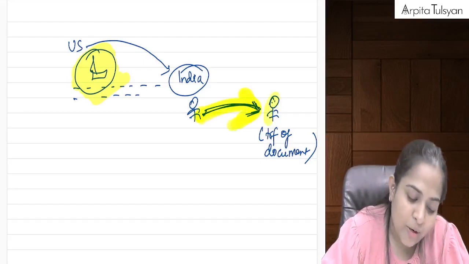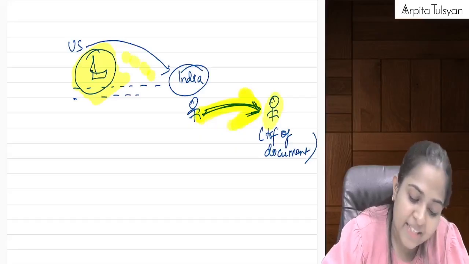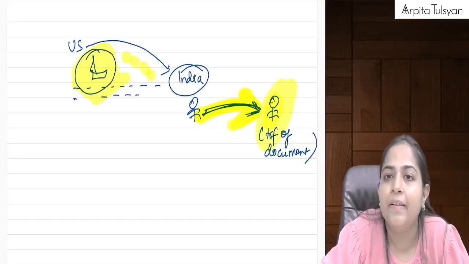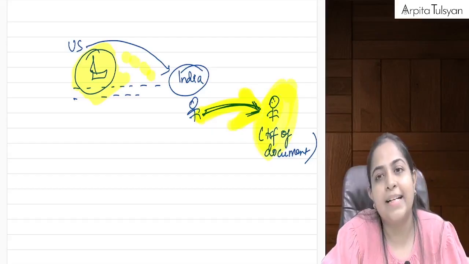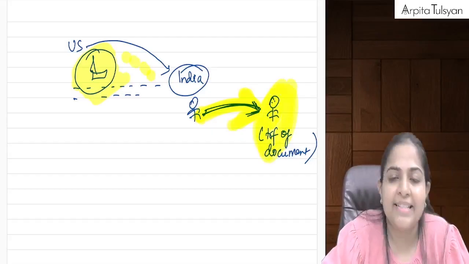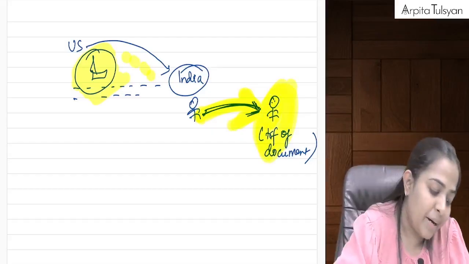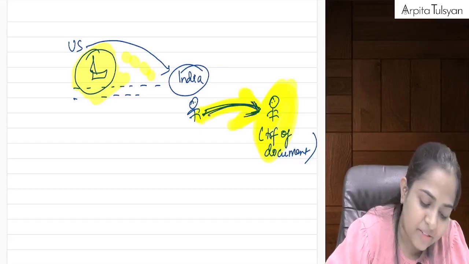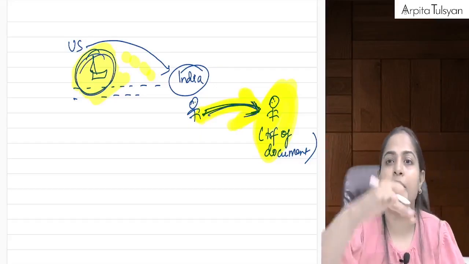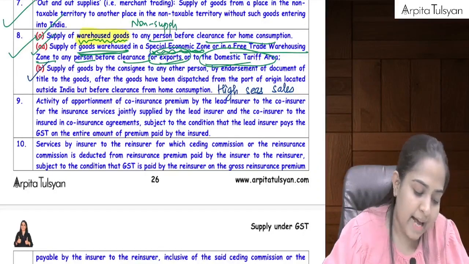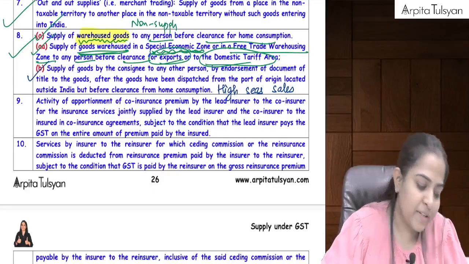So now when the goods come into India, this other person will get it cleared. This other person will pay the custom duty, this other person will pay the IGST, and all those things will happen. But when I am selling it to someone else while the goods are still in waters, at that time it is considered a non-supply. Can you see this point, everyone?